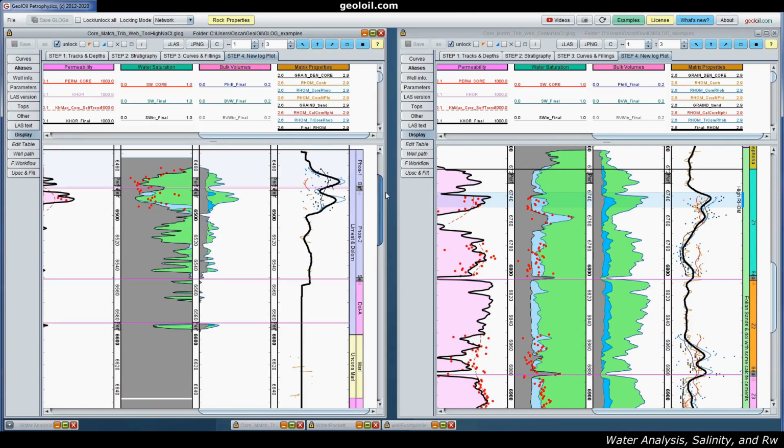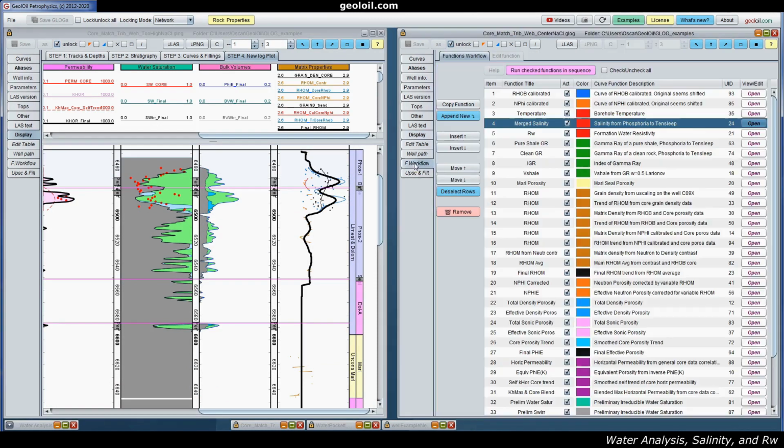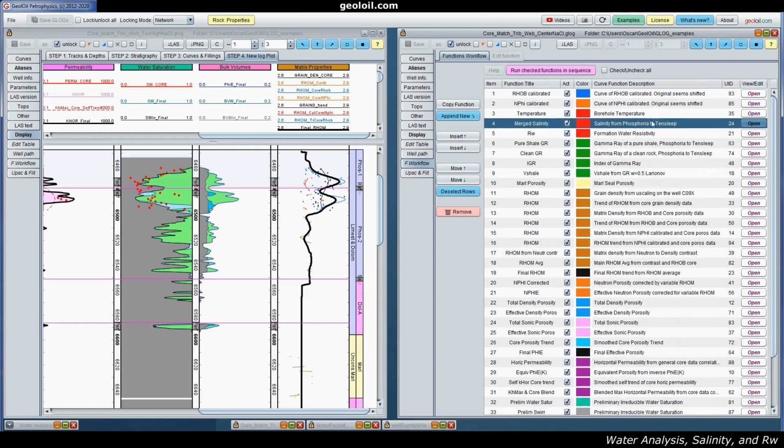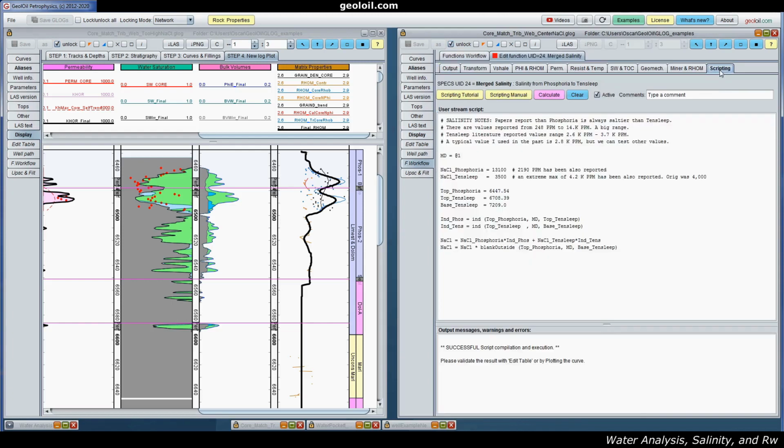Here in this example, check the equation. To the right is the example window log. So open this one. It has a lot of functions. Let's open this one, merge salinity. So this is a compound salinity model. We have a salinity for Phosphoria, 13,000, and a salinity for Tensleep, which is around 3,500. This is more or less the expected value.